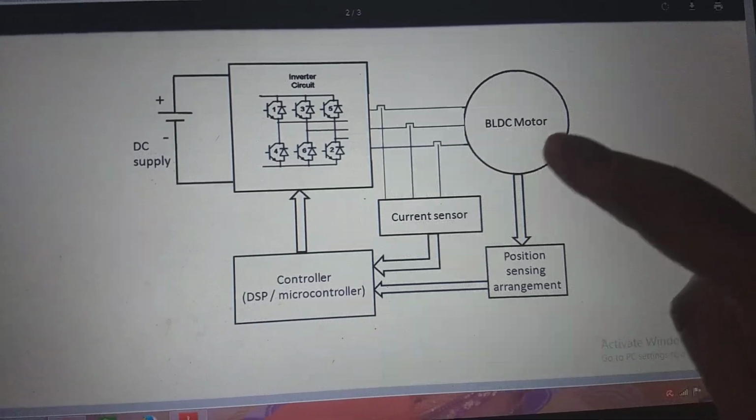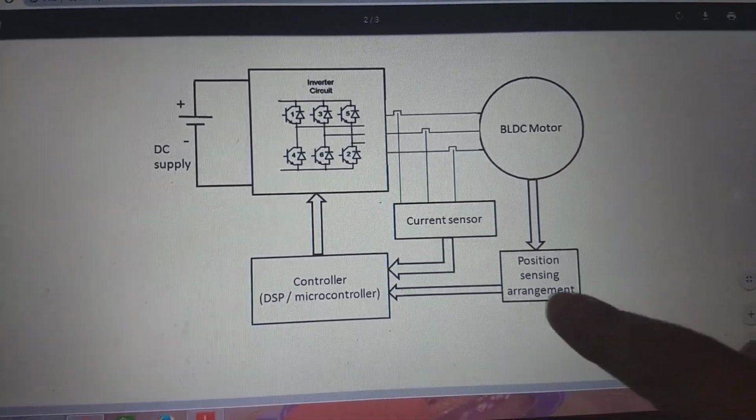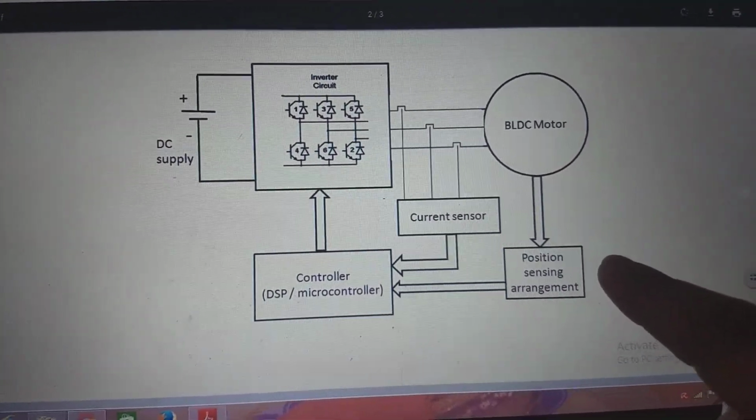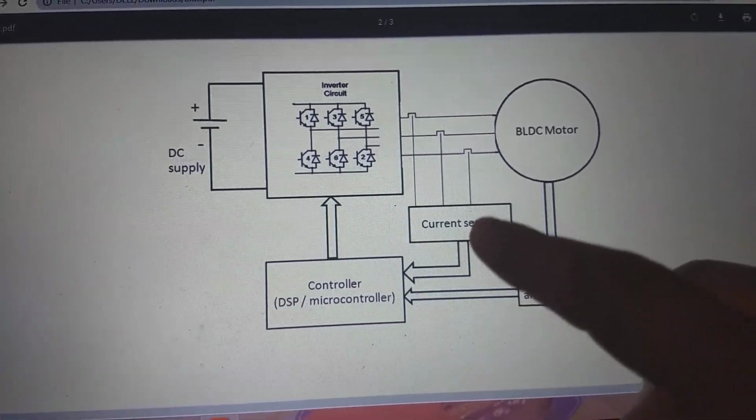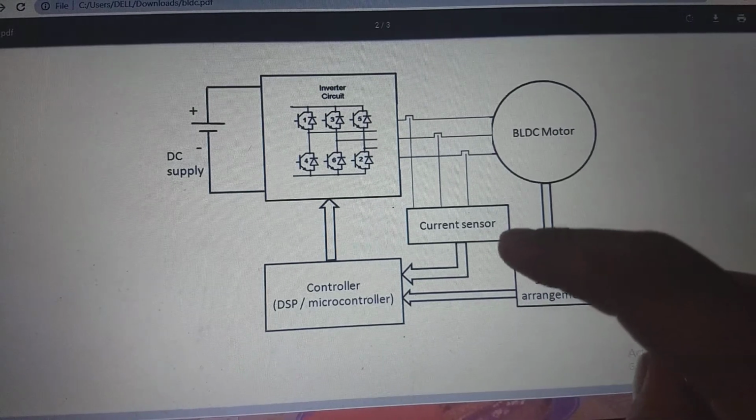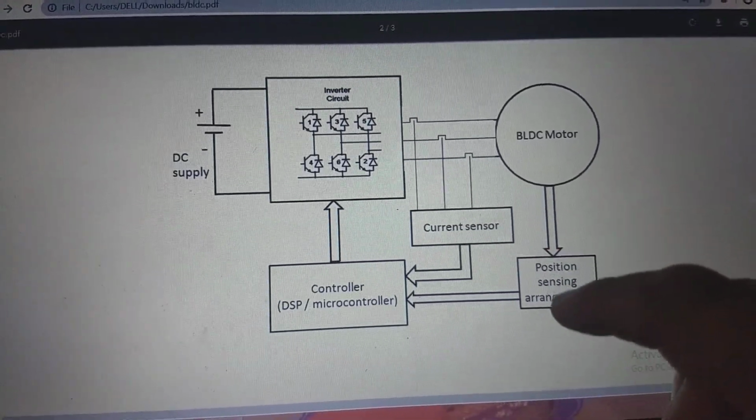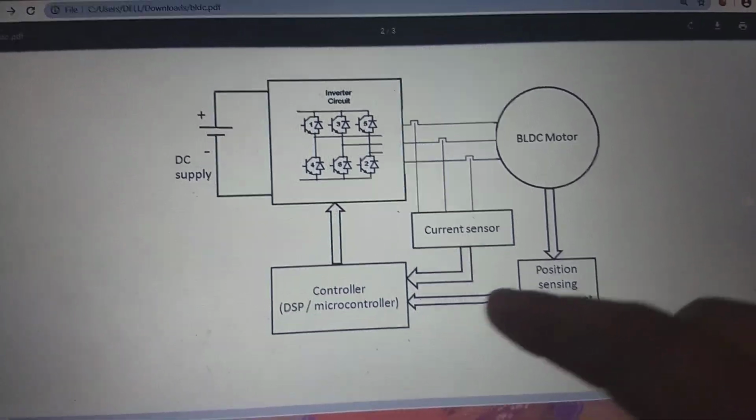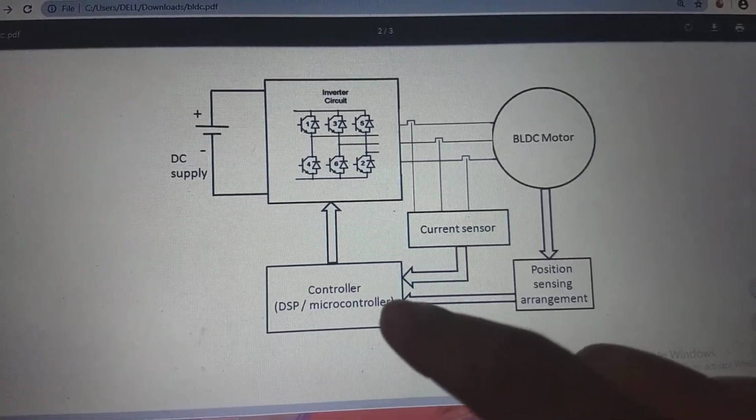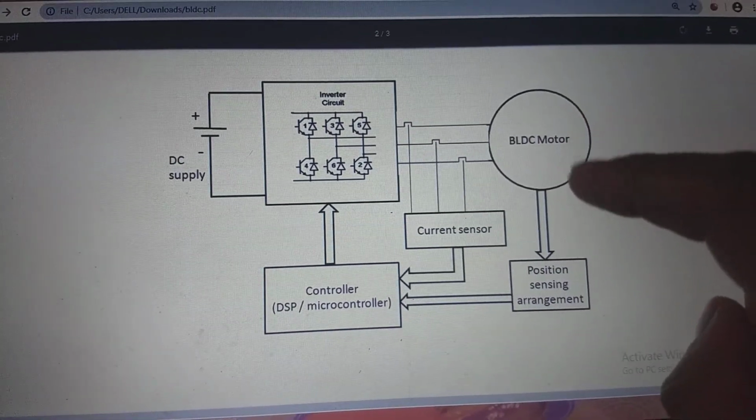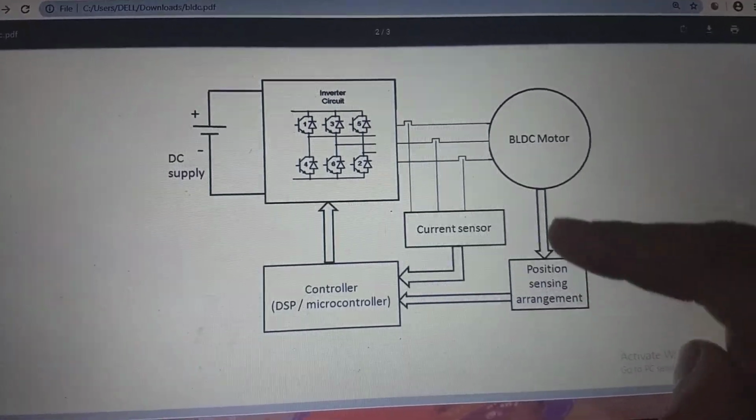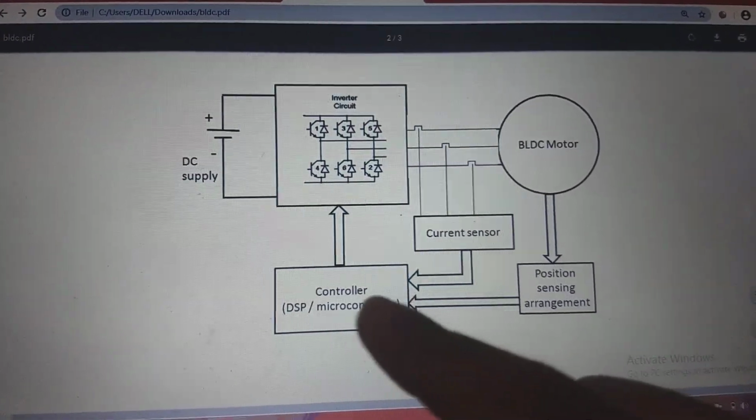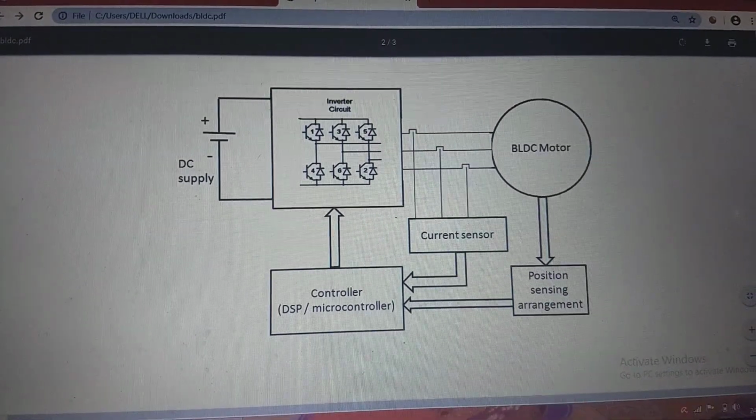This is the BLDC motor, and this is the position sensing arrangement, right? This is the current sensor which senses the current. And this is the microcontroller, which sends back how the rotor has to be positioned, and it feeds it back to the inverter circuit, right?